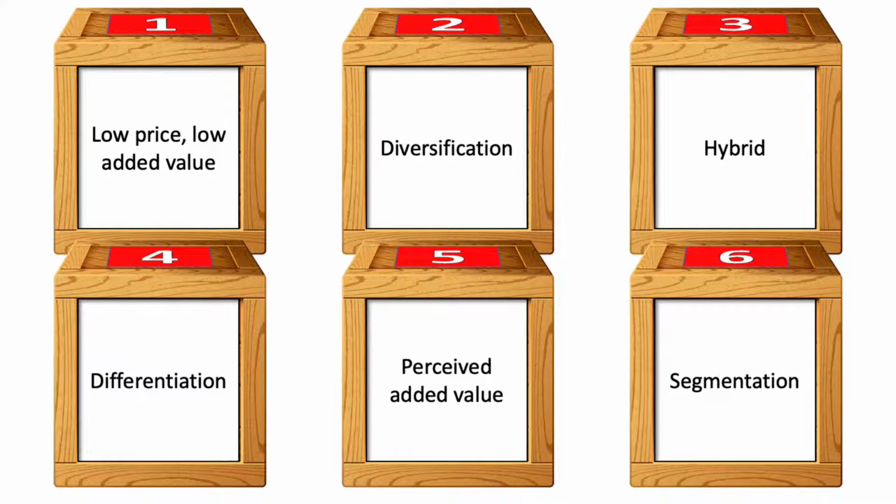So there we go. Those are the 6 boxes that appeared. Which of those 6 is it? Are all of them, none of them, or some of them in or featured in Bowman's strategic clock? I'll give you a few more seconds to have a look.